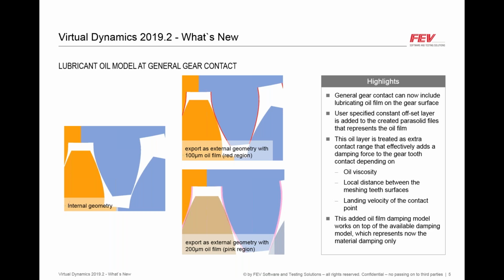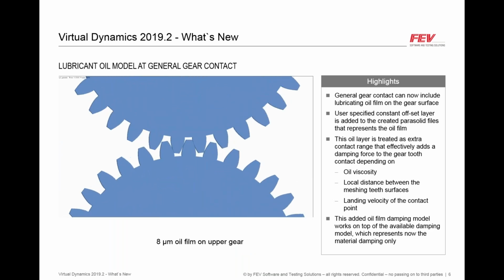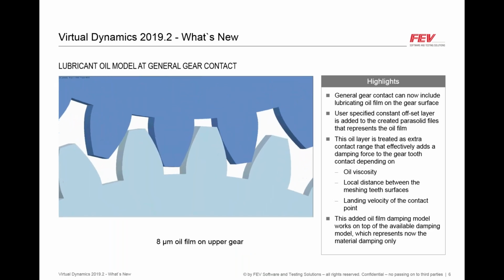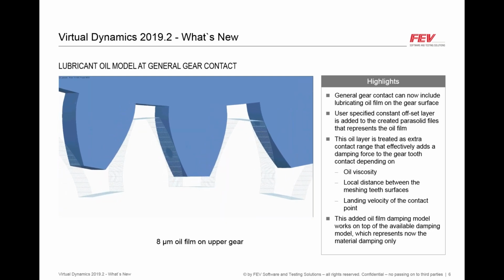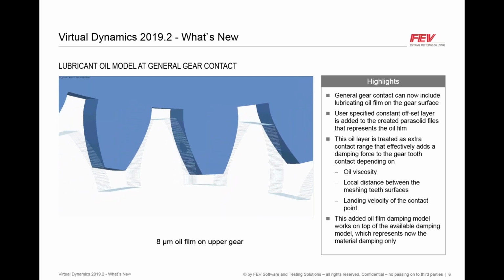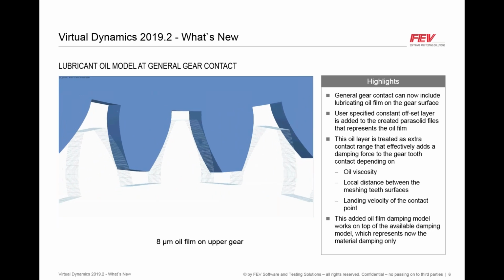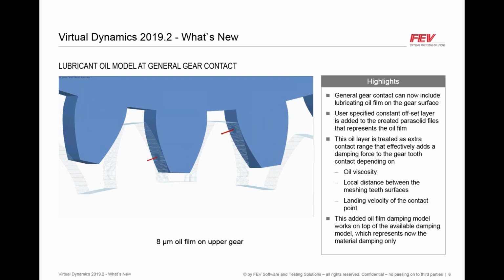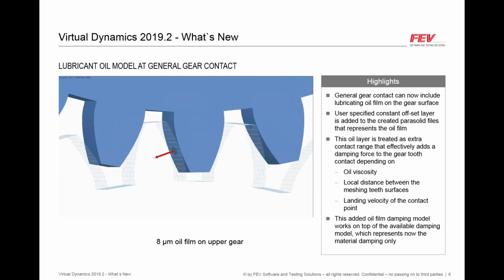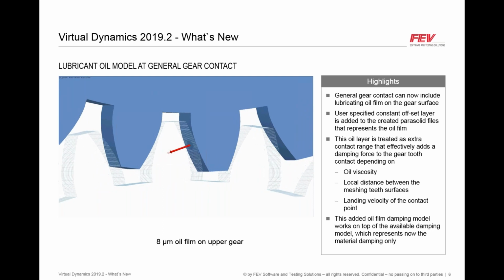In the next slide, I'll show you a couple of animations. When the oil film thickness is 8 micrometers on the upper gear, you can see the contact area between the meshing gear teeth as well as the contact force as a vector represented by a red arrow.